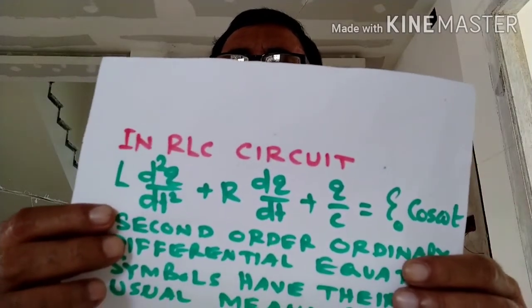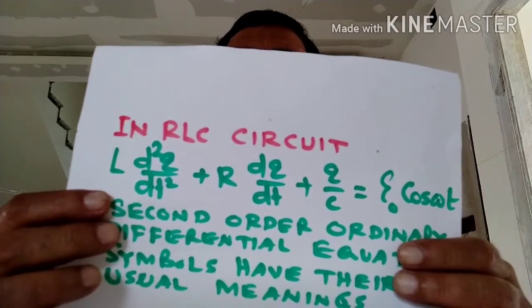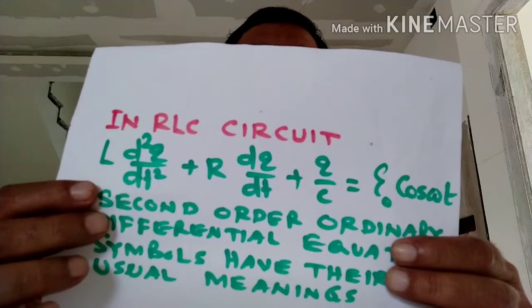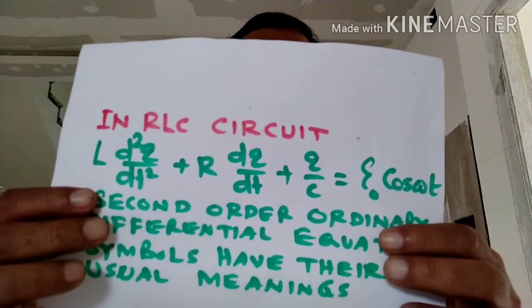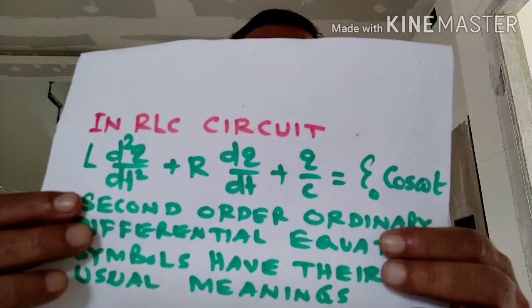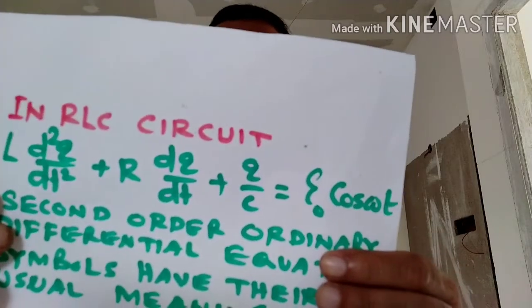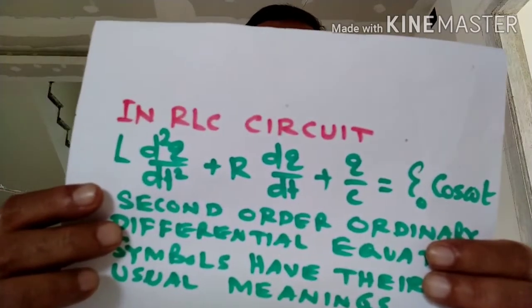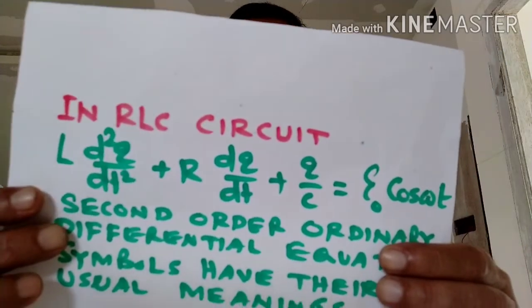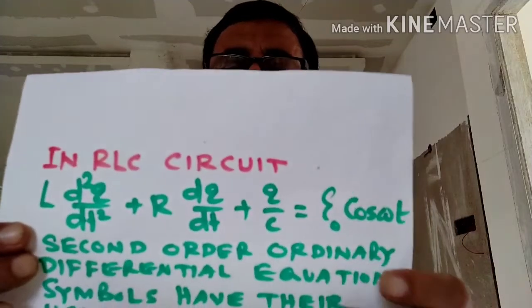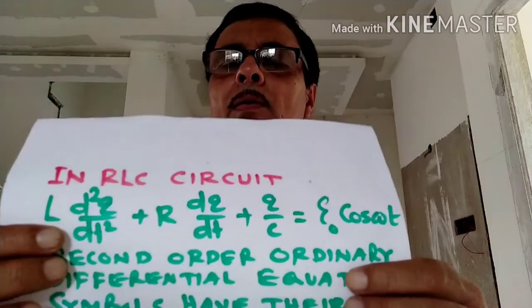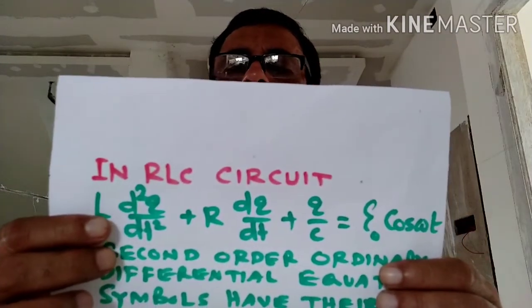Another example is the RLC circuit, which is also a second order ordinary differential equation, which is L d2q/dt2 plus R dq/dt plus q by C equal to epsilon 0 cos omega t, where L, R, I, Q, omega have their usual meanings. This is a second order ordinary differential equation in physics.